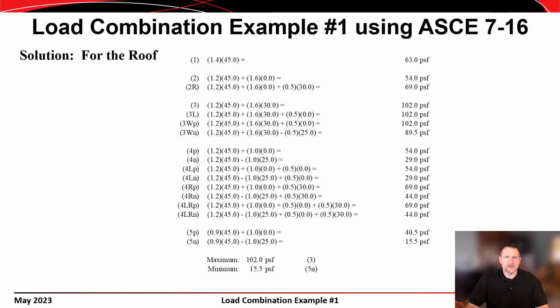It isn't always readily apparent which load combinations are going to govern and which ones can be excluded, so you always have the option of simply working out all the different permutations to find out which one results in the critical loading. That's what I've done here. I've used a spreadsheet in Microsoft Excel to evaluate all the different permutations numerically. As you can see, we end up with the same maximum roof load of 102 pounds per square foot from load combination number 3 and the minimum roof loading of 15.5 pounds per square foot from combination number 5.